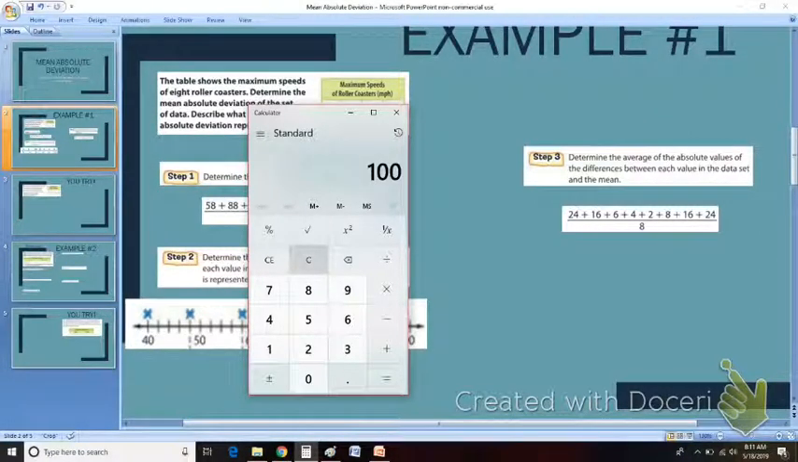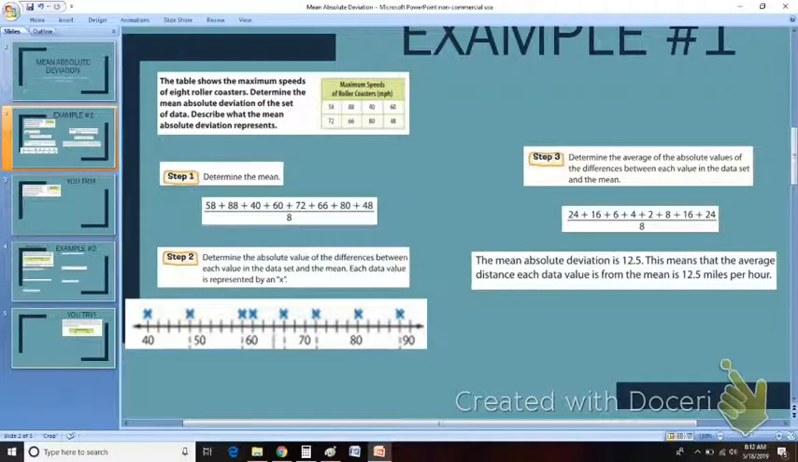We get 100. We're going to divide it by how many is in our data set. So we get 12.5. Okay, and we needed to describe what the mean absolute deviation represents. So since we found out that it was 12.5, the mean absolute deviation is 12.5.